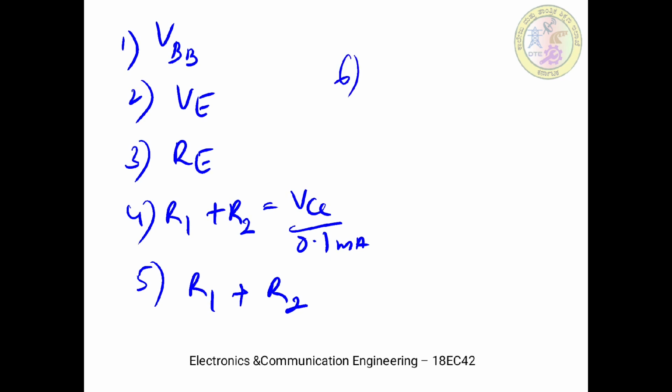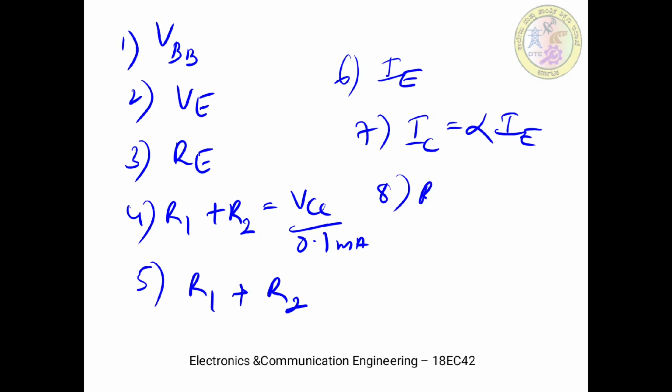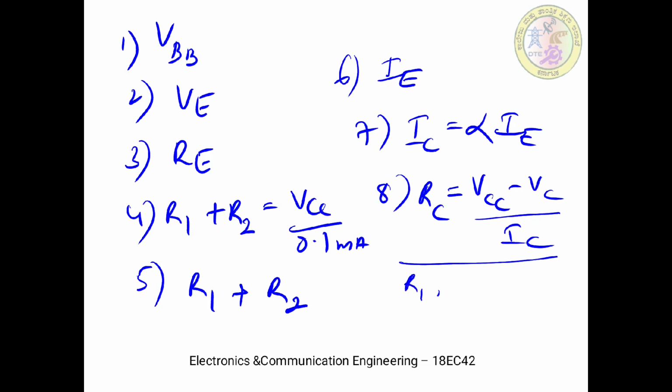Once R1 and R2 values are ready, next you can calculate the emitter current IE. Next we can compute IC by using IC equal to alpha into IE, and once IC is known, we can directly calculate RC as VCC minus VC divided by the IC value. Now we have all the values in the circuit: R1, R2, RE as well as RC. Therefore the design is nothing but finding all the biasing resistors in the circuit.